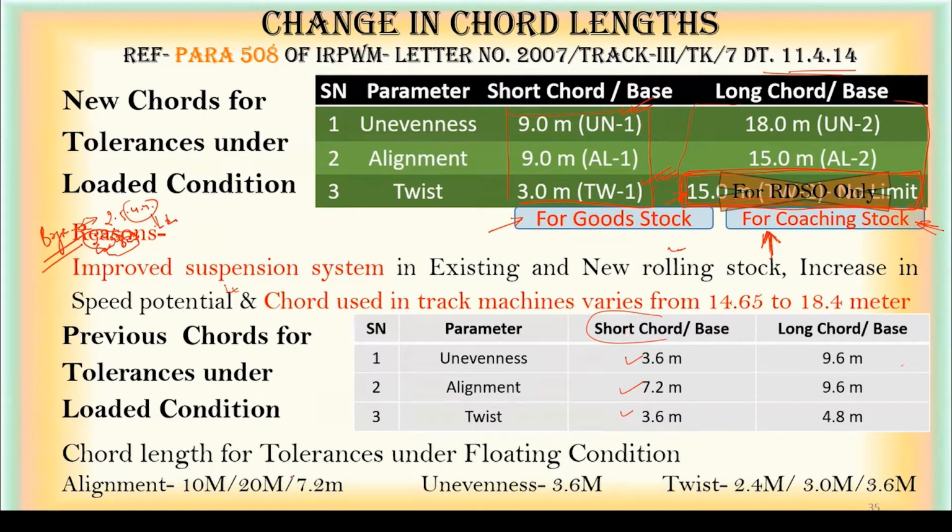For floating condition, as of now, these are the chord lengths to be followed for alignment: 10 meter, 20 meter and 7.2 meter, depending upon what kind of tolerance, whether we are taking it in curve, in straight, or for machine. There are different provisions for that. Unevenness 3.6 and twist is 2.4, 3 and 3.6. 3.6 I think now it has been changed to 3 meter.